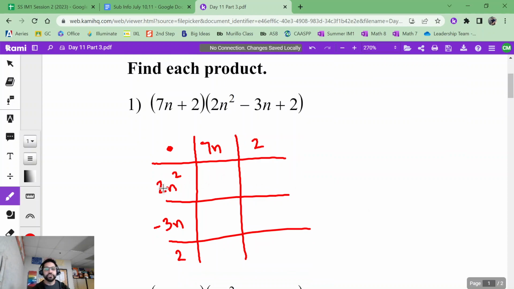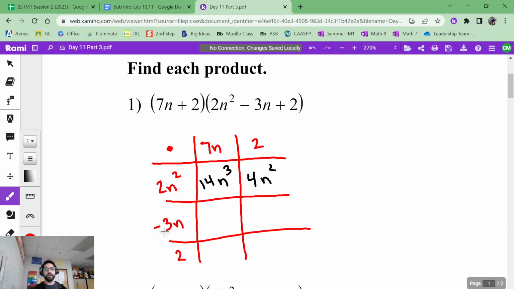So let's see, 2 times 7 is 14, and then this is where some students make a mistake. N squared times n, really I'm just going to add my exponents. 2 plus 1 gives me a 3. 2 times 2 is a 4, n squared tags along.